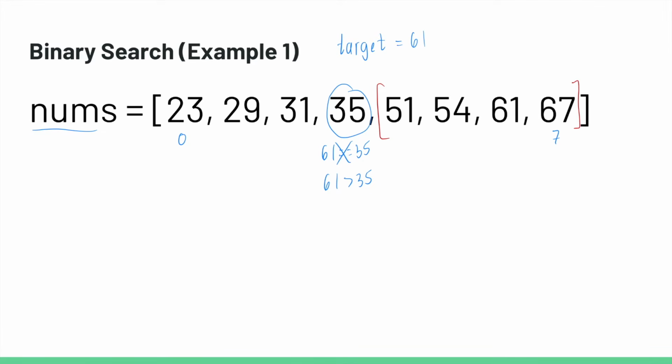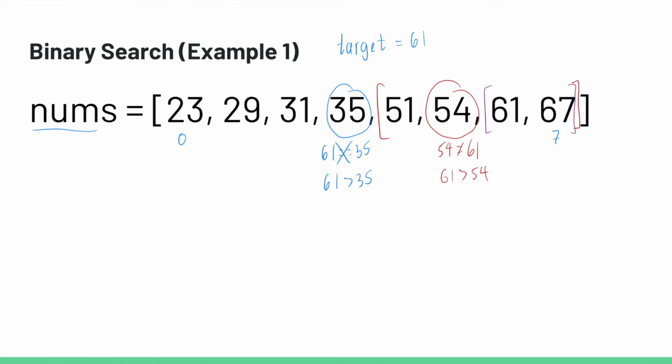Then we're going to repeat the same process. We're going to choose an element at the center of the array. Again, there's two candidates here. It could be either 54 or 61. For argument's sake, let's just choose 54. Now, we're going to check, is 54 equal to 61? It's not. But is 61 greater than or less than 54? 61 is greater than 54. So now we're going to focus on the portion of the array that's greater than 54, which is this portion right here.